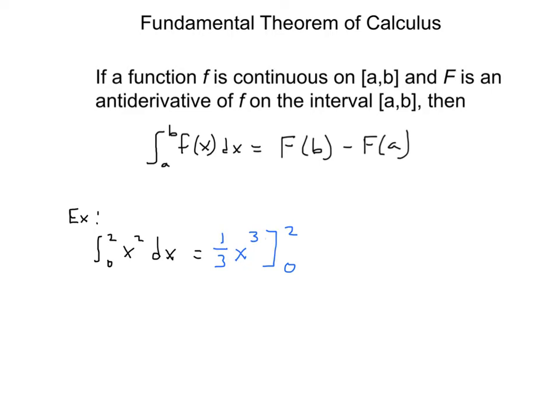So in this case, it's going to come out to be 1/3 times 2 to the third minus 0 to the third, which comes out to be, 2 to the third is 8, so I get 8/3. And that was the answer that we came up with in class when we did this one using the summation formula. So in this case, the area between x squared and the x-axis from x going from 0 to 2 is 8/3.